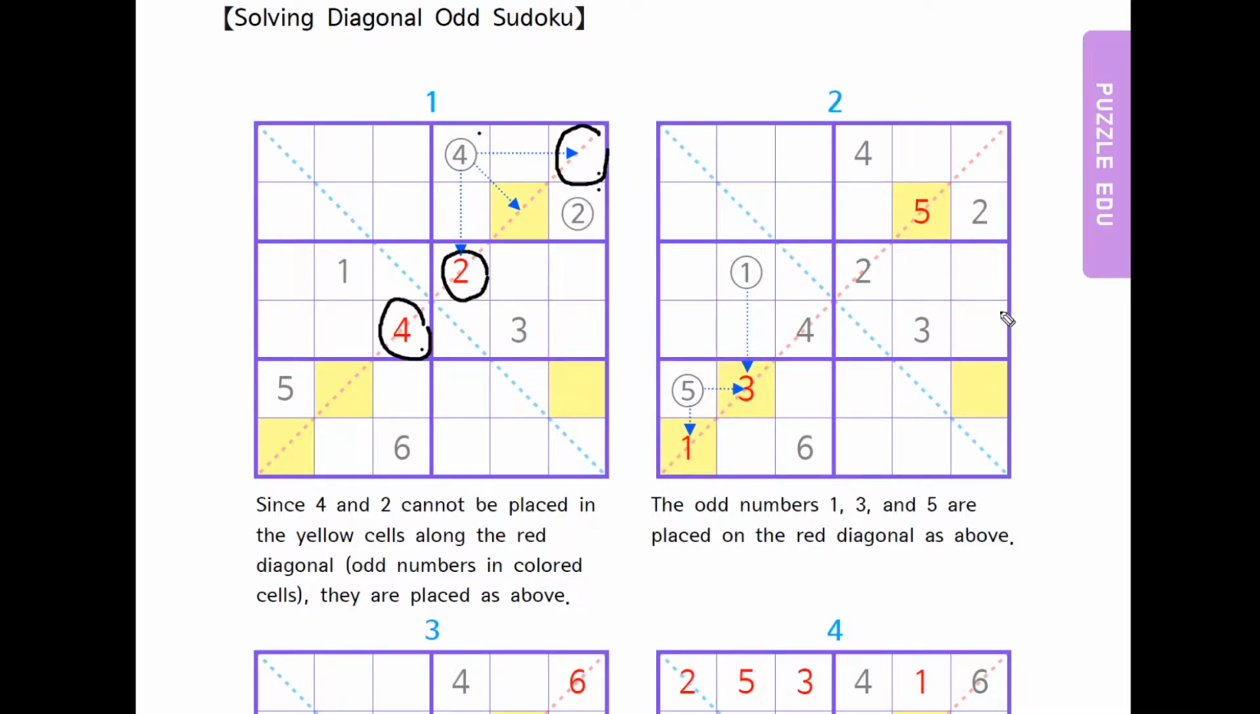Continuing over here with the red diagonal, the yellow cells must contain 1, 3, and 5. Since the number 5 already exists in the 5th block here, the 5 in the diagonal must be placed in the second block, over here. Also, due to the number 1 in the second column, over here, the number 1 must be placed in this lower colored cell. And then that leaves us with the number 3 in the last colored cell here.